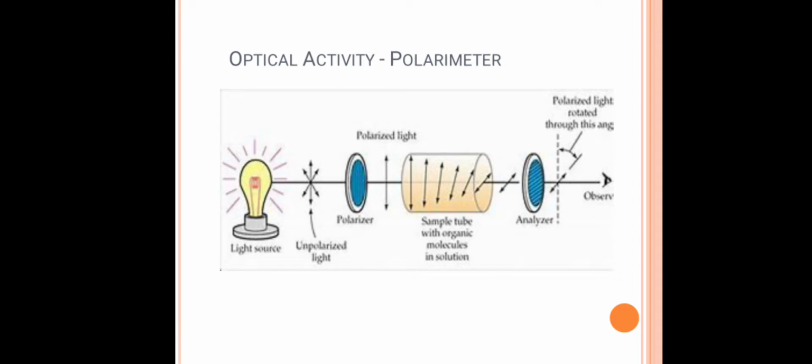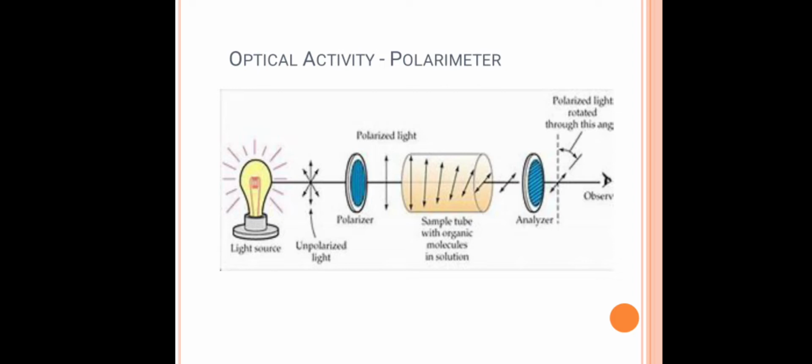Optical activity is the tendency of a compound to rotate plane polarized light towards either the right direction or the left direction. An instrument used to measure the optical activity is called a polarimeter. Commonly, a polarimeter contains a light source and a polarizer, the optical device used to convert normal light into plane polarized light.